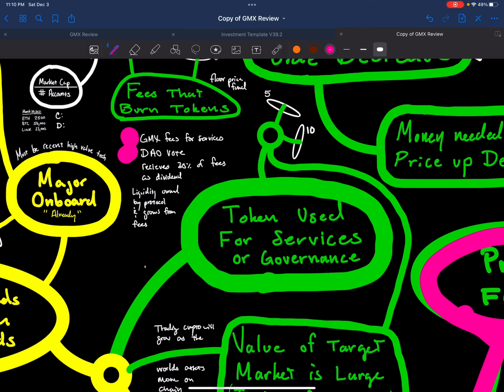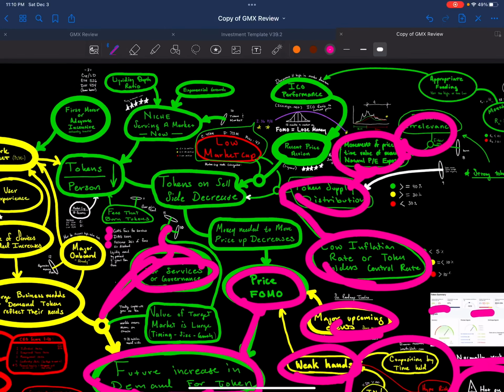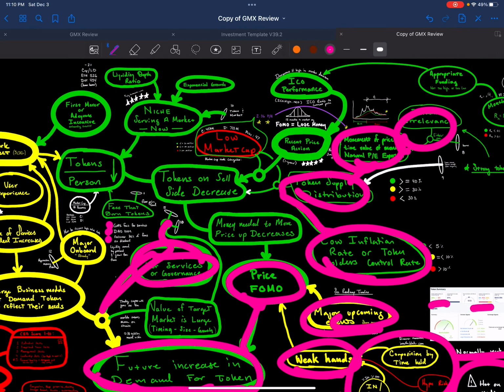It is also DAO vote, so it's control over the platform. It receives 30% of those fees as a dividend, and liquidity is owned by the protocol, and it grows from the fees. So the token is well entitled to the future growth. So it's like a P/E, price to earnings of the platform. So it really doesn't matter how the tokens are distributed. If they were 99% held by one person, it doesn't really matter as long as the protocol remains open and running and the service provided is not going to be hacked or anything like that. The distribution is irrelevant. It's like a regular company in that sense.